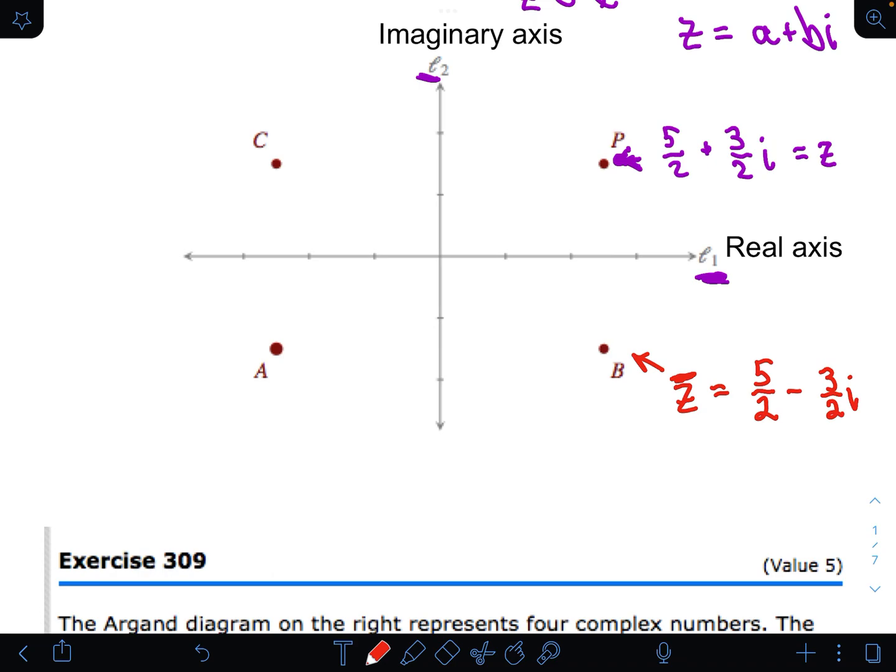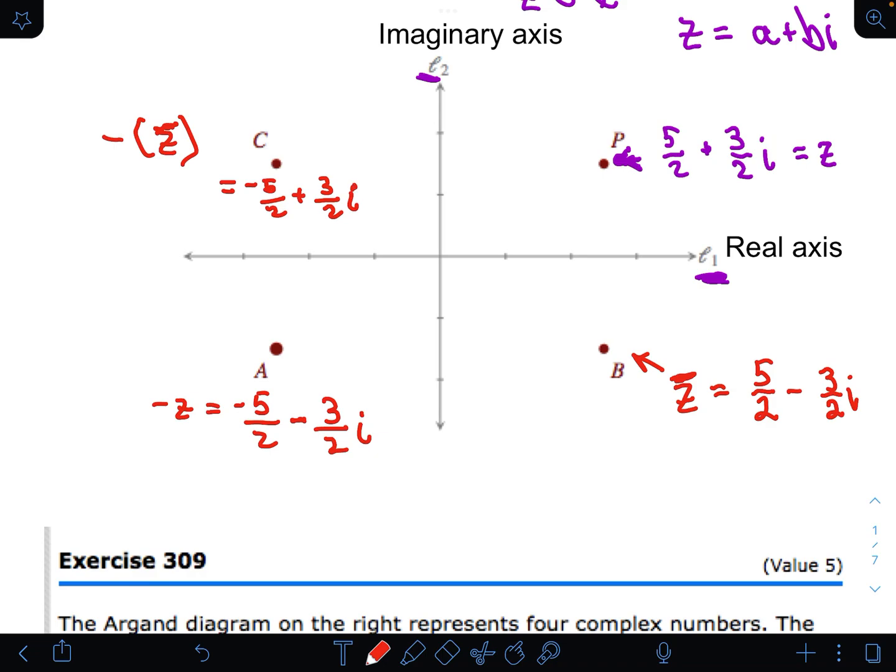If I asked you for the opposite of z, that's going to be the plot over here, where I flipped both signs. I've got negative 5 halves minus 3 over 2i, just like so. And then, of course, the only thing left is the opposite of z bar, and this would simply be negative 5 halves plus 3 over 2i.